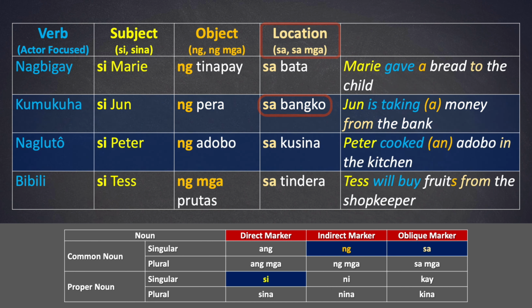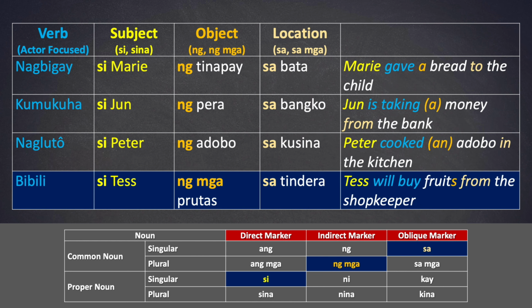Moving on. Nagluto si Peter ng adobo sa kusina. Peter cooked adobo in the kitchen. Bibili si Tess ng mga prutas sa tindera. Tess will buy fruits from the shopkeeper.